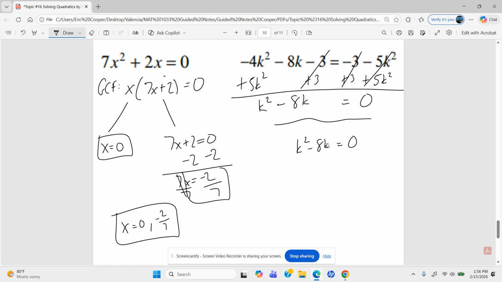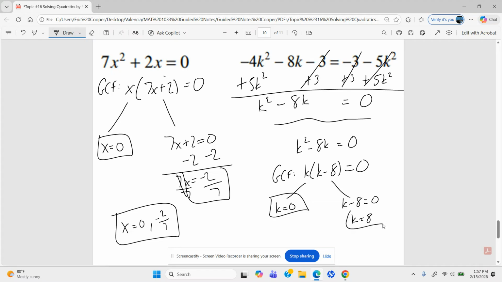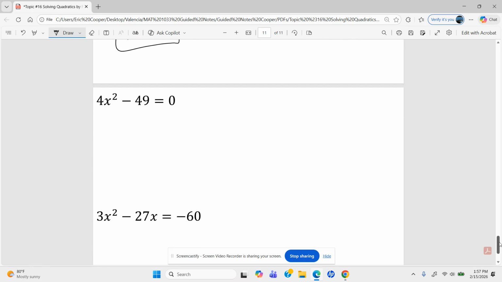Now let's look first to see. We notice both of these have a k, so I should be able to take out a GCF of k. And when I do that, I'm left with k minus 8. Both of these things multiply to equal 0, so we'll set each of them separately equal to 0. One of my solutions is 0 itself, and the other one is positive 8. Make sure you check for that GCF when you go through and you do your factoring.